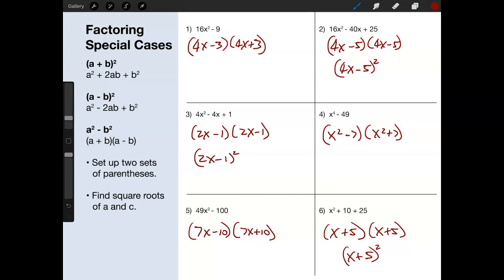So when factoring these special cases, it is important to know square roots, perfect squares, and when to add or subtract and when to use positive or negative numbers when setting up the parentheses.